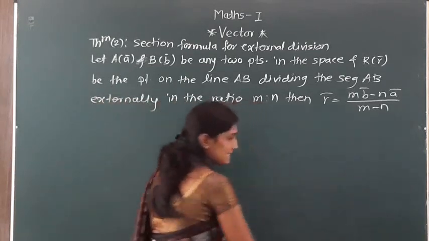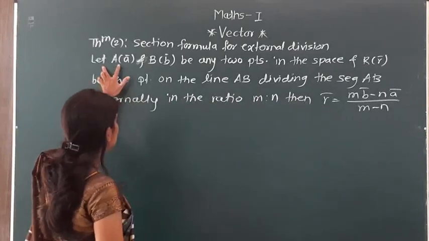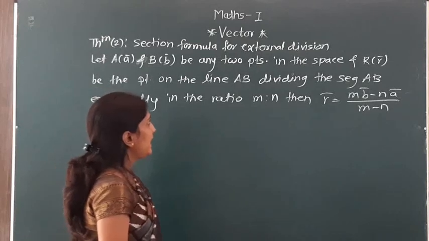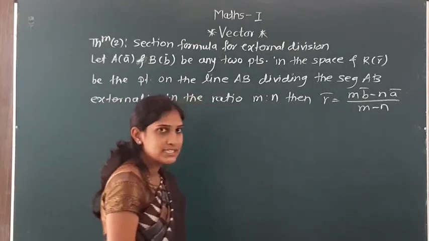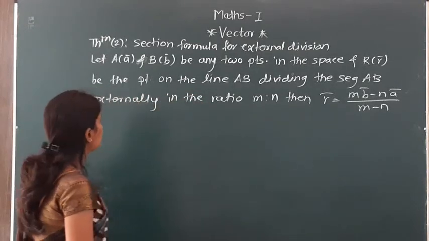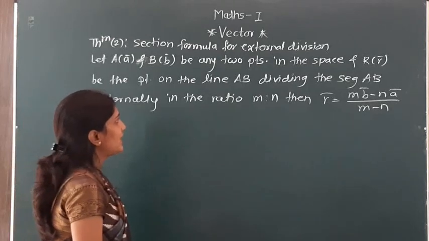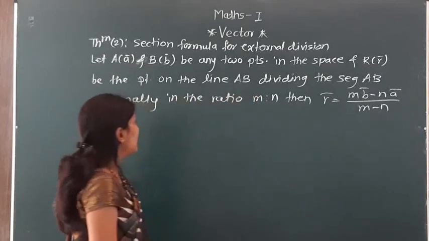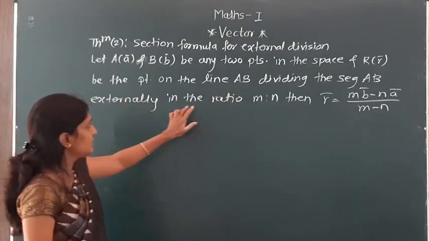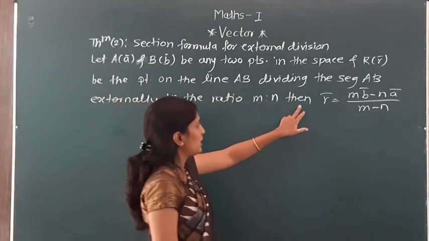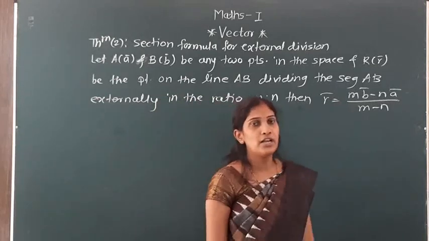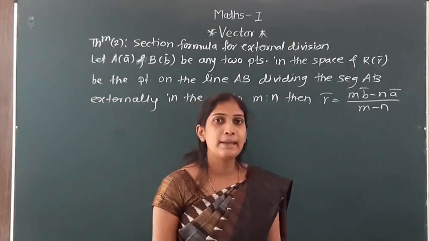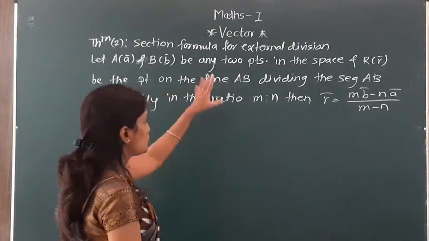Now its statement. The statement is: let A of A bar and B of B bar be any two points in space and R of R bar be the point on the line segment AB dividing the segment AB externally in the ratio m/n, then R bar is equal to (m B bar minus n A bar) divided by (m minus n). Here the division is external.